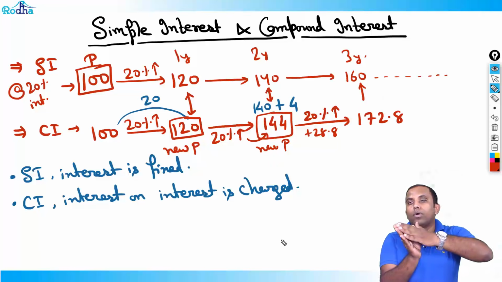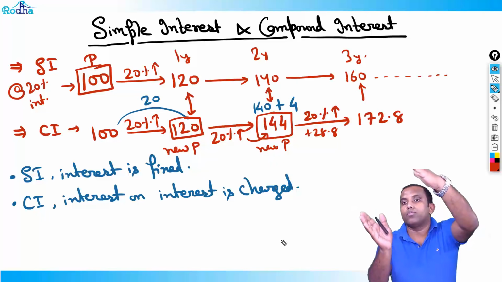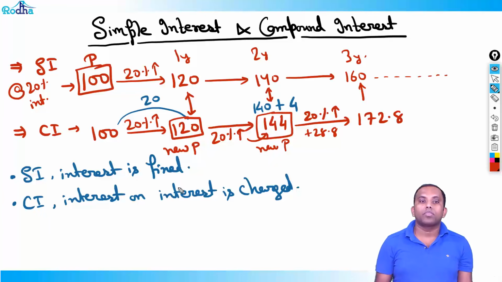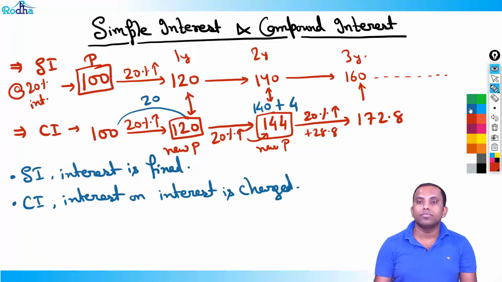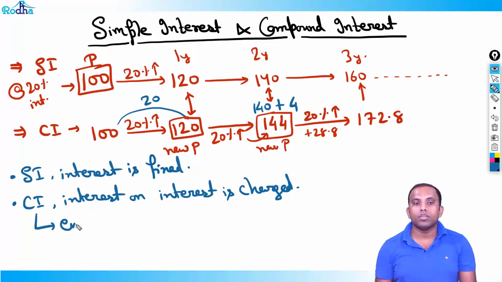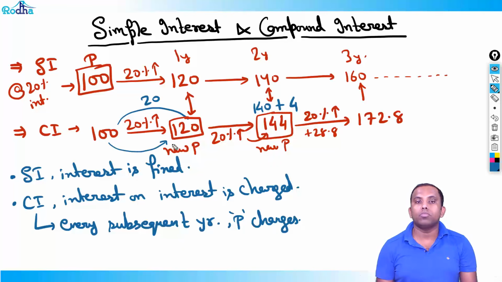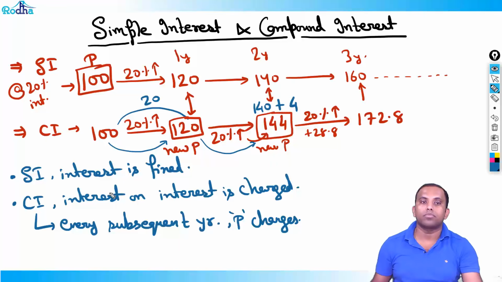So the gap is increasing. 120, 120, same. 140, 144, more gap. 160, 172.8, more gap, right? That gap between SI and CI is increasing. This is a major difference between SI and CI. So in CI, every subsequent year the principal changes. 100 becomes 120, this is a new principal. 120 becomes 144, this is a new principal. It goes on.